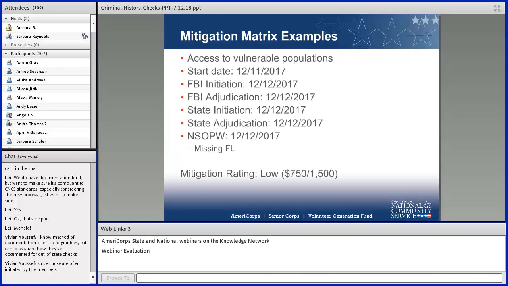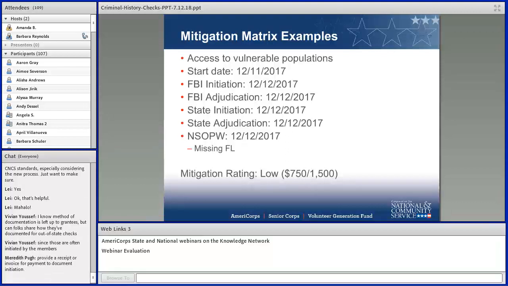This is our next example. This is going to be a low mitigation rate. This is someone who has access to a vulnerable population. The start date is 12/11/2017. You can see this person has tried really hard, but they forgot about criminal history checks because everything was happening. Orientation was happening, members were coming on board. You guys were busy. Totally understand that. The FBI and state checks were initiated one day after the start date, and they actually got all their adjudication on that same day, which is great. Their NSOPW was also initiated one day late and it was missing Florida. So this is going to result in a low mitigation rating.